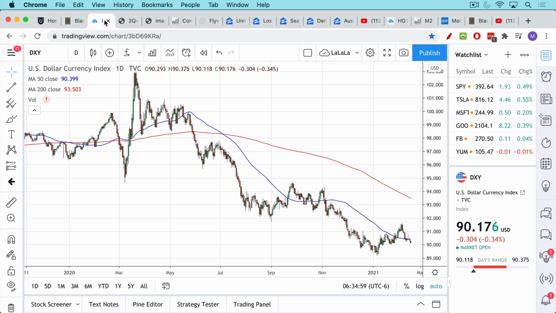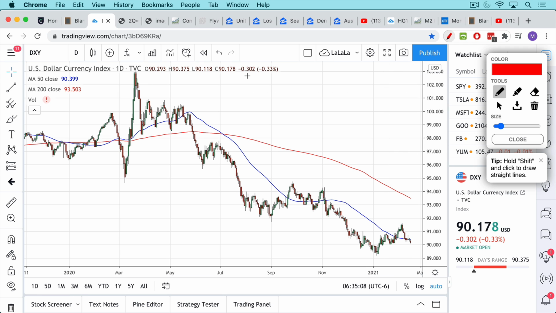DXY. We can see here that it's sharply lower since February of 2020, so it's really gone down over the past year. We had a brief period of dollar strength, which got all of the US dollar bulls very excited, but then there's been a huge amount of money printing. And what this shows is that the US dollar has been falling versus a basket of other currencies, mostly just the euro and the yen.